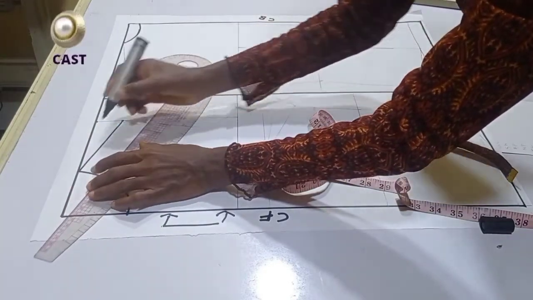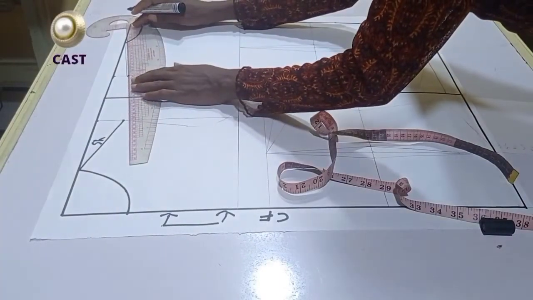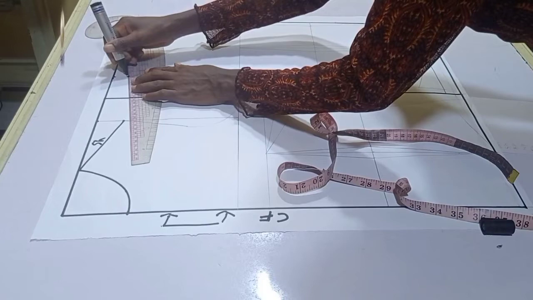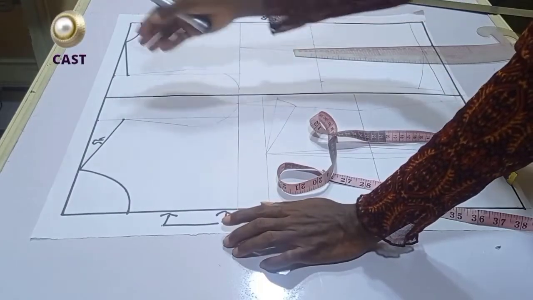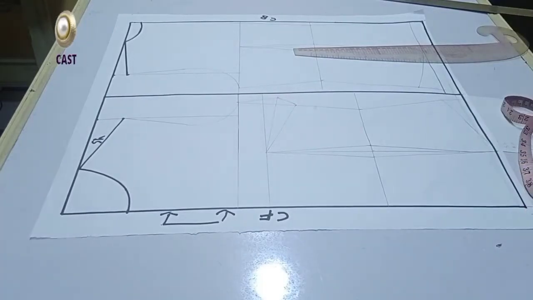So this is going to be your shoulder slope for the front, and this part is going to be the shoulder slope for the back. The next thing you want to do is to insert all the vertical measurements. So I'll be using my own measurements. Make sure you use your own measurements.